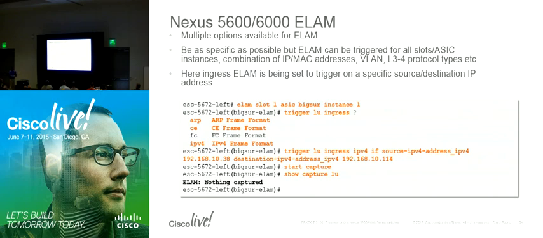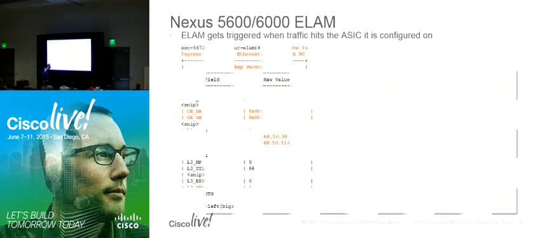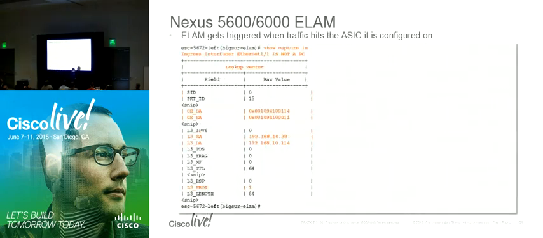So ELAM is configured at this point. Now if we do a show capture lookup, unless there's a packet which made it to the switch, you'll see nothing captured. Now if I send my ICMP packet and do a show capture lookup, I see my ELAM packet. Another good thing about ELAM on this platform is it does all the decoding for you. Like in other platforms, you have to get some indexes and do some more decoding, but on the Nexus 6K or 5600, the switch does it for you.